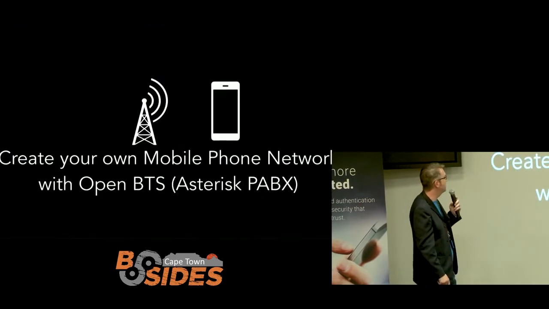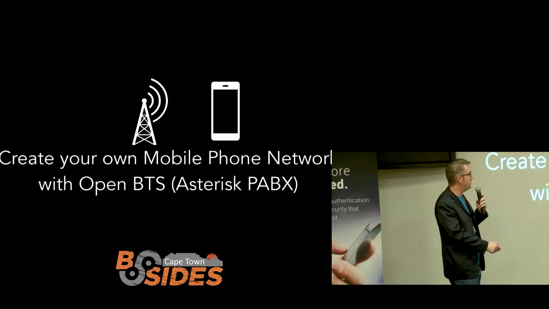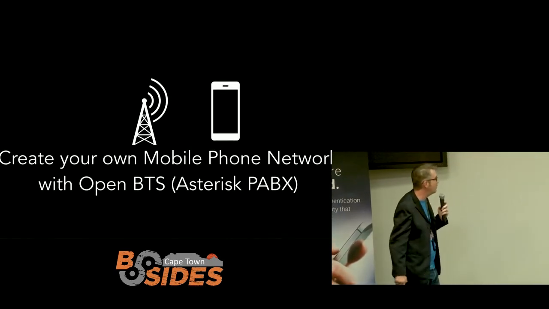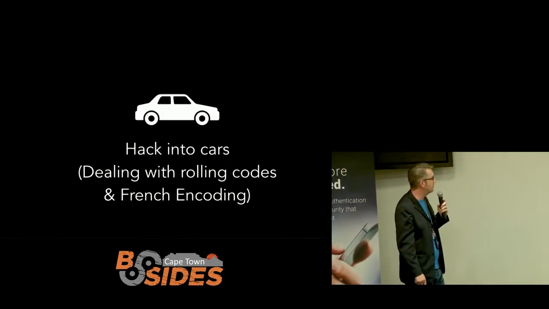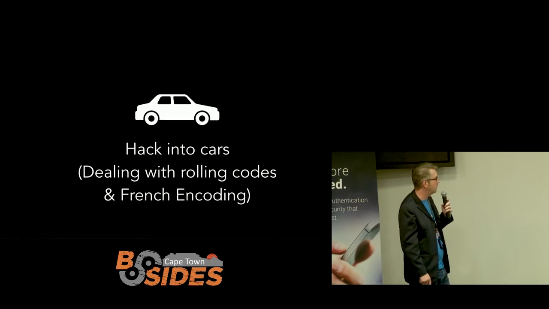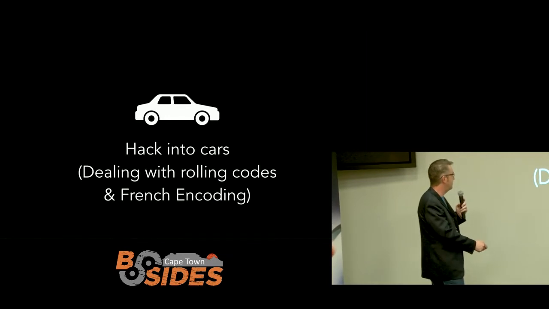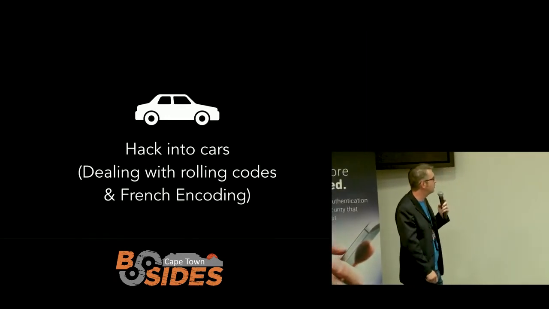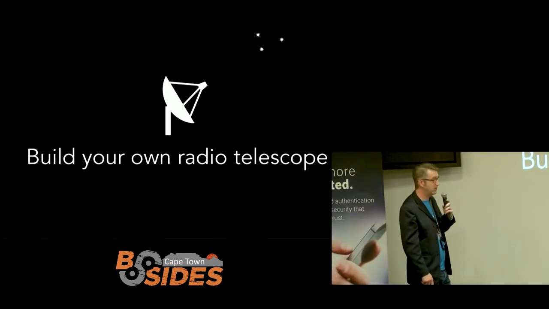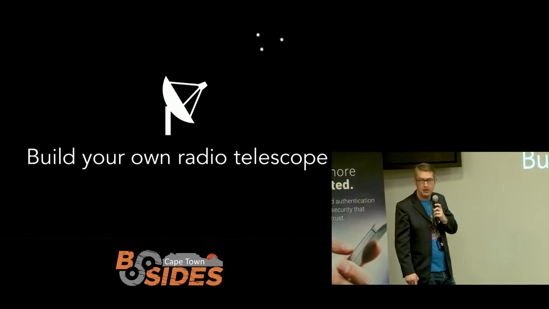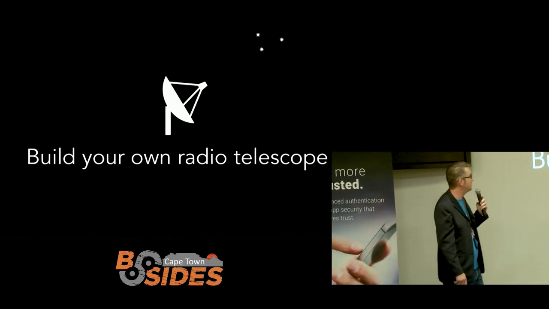That might be a fun thing to do. You can create your own cellular networks with something called OpenBTS. Samy Kamkar has this cool talk called Drive It Like You Stole It, where he talks about how you can basically defeat rolling codes and all that with some cool jamming techniques. You can build your own space telescope and literally listen to pulsars, which is really cool.